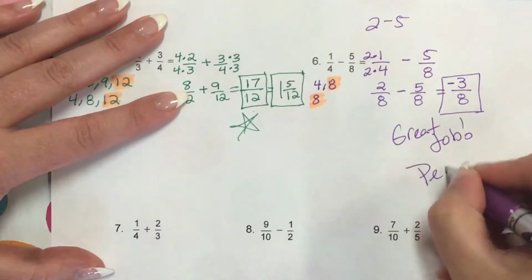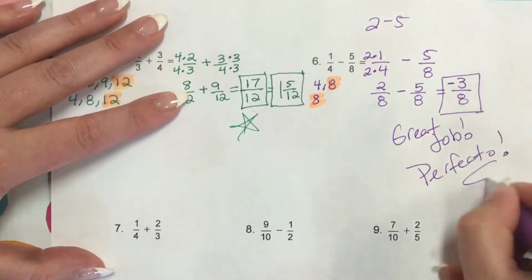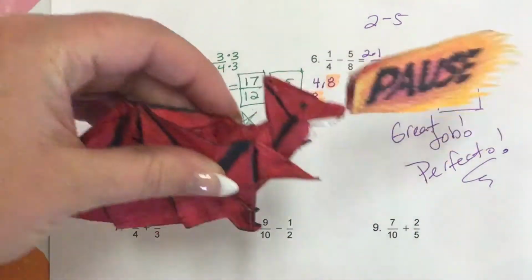Perfecto. I like the word perfecto. It's not a word, but it's a great made-up word. I like it too. Oh, wait.